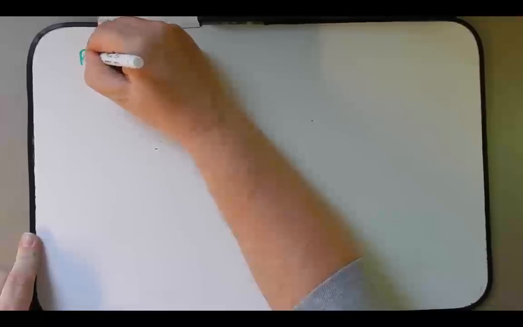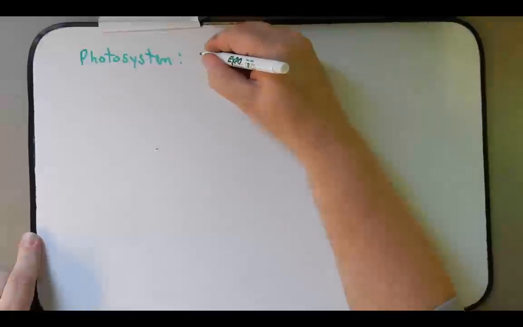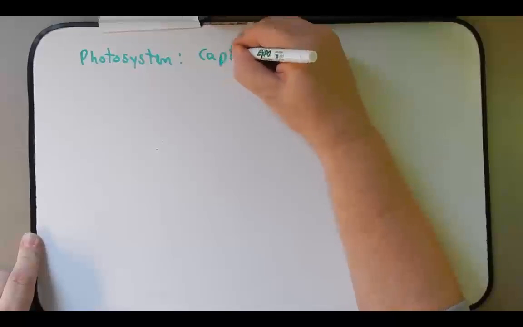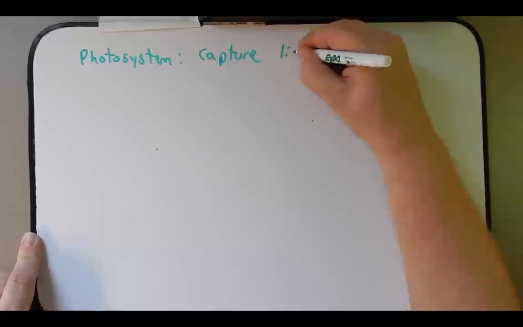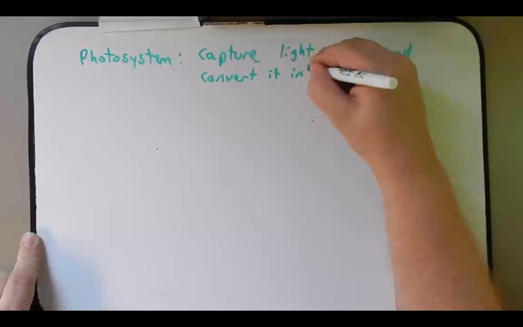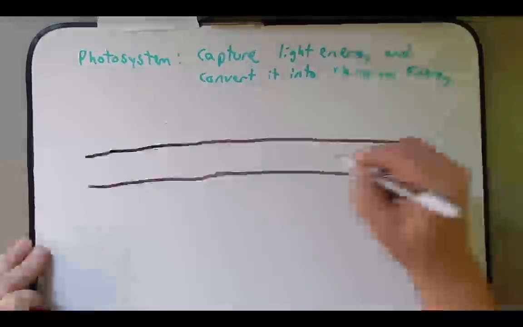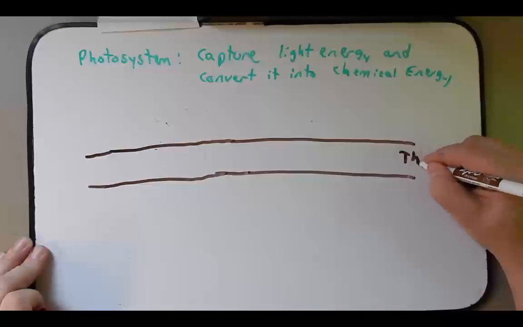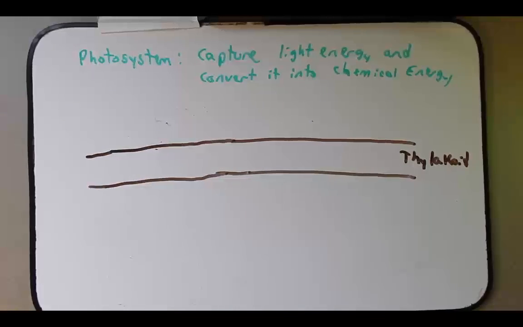The ability to capture light energy and convert it to chemical energy requires what is known as a photosystem. So photosystems in general capture light energy and convert it into chemical energy. Okay, so here's our thylakoid membrane. And within the thylakoid membrane is where the photosystems are located.